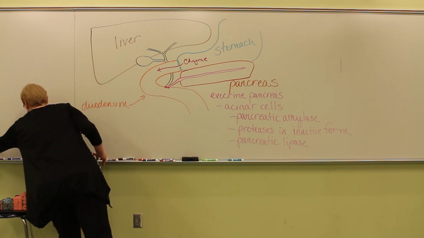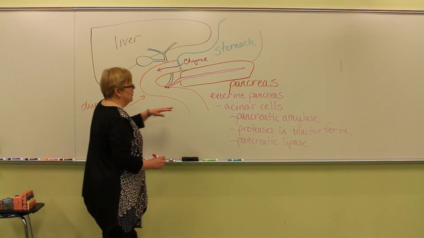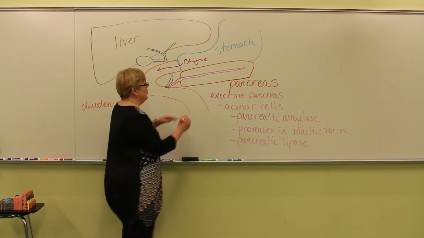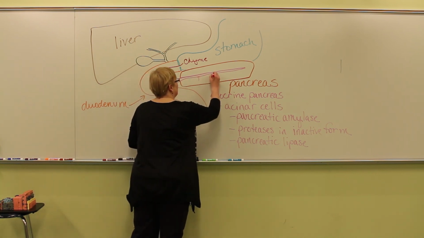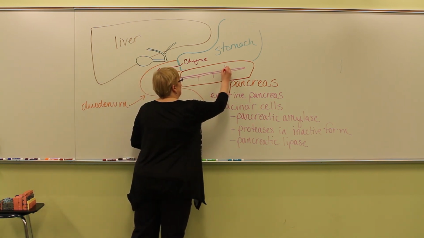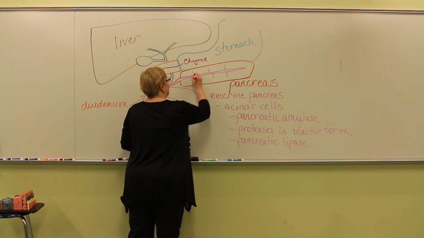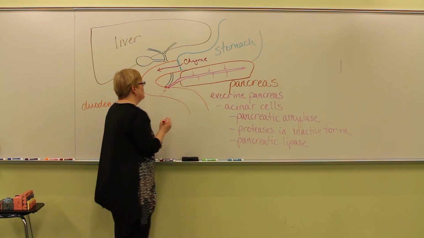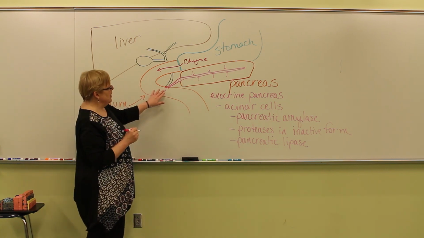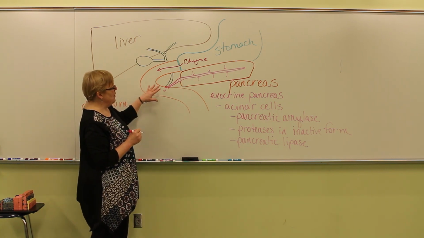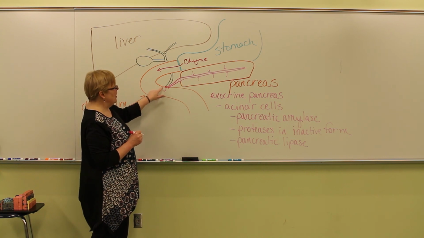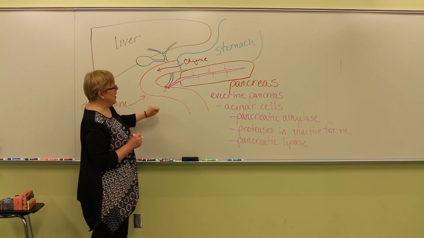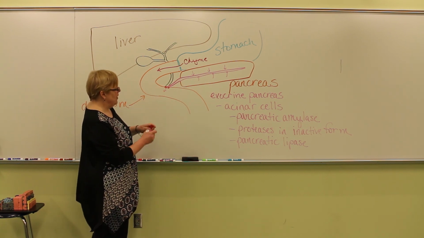All right, so we allow those enzymes to become part of a secretion called the pancreatic juice, and the pancreatic juice will be released into the lumen of the duodenum when there are appropriate signals that cause the little sphincter right here, the hepatopancreatic sphincter, to open and allow that pancreatic juice to enter.